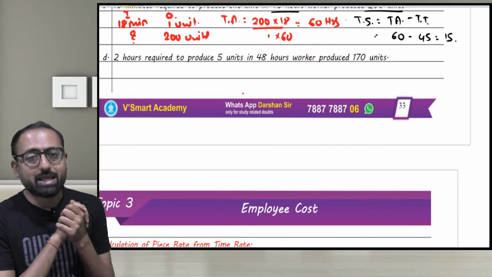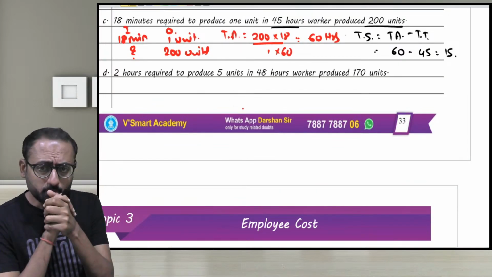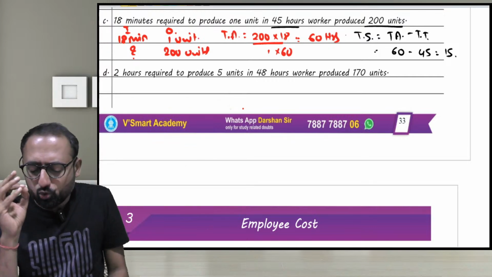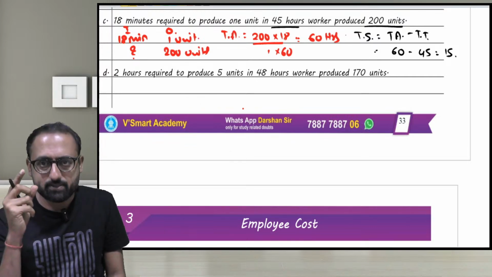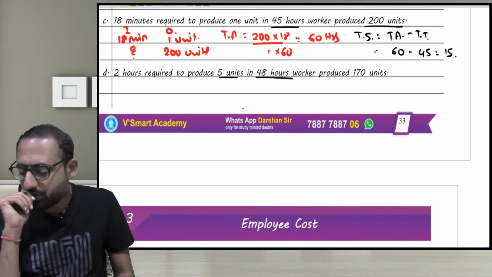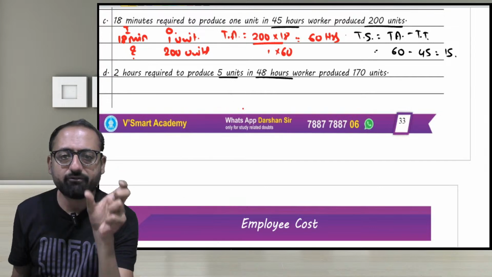Let's go to the next question. I hope everyone completed that C question and understood it. Now D question: 2 hours is required to produce 5 units. In 48 hours, a worker produces 170 units. Now guys, the input output ratio is quite different here.